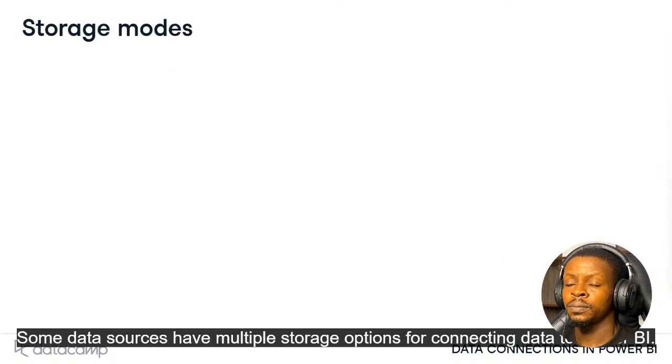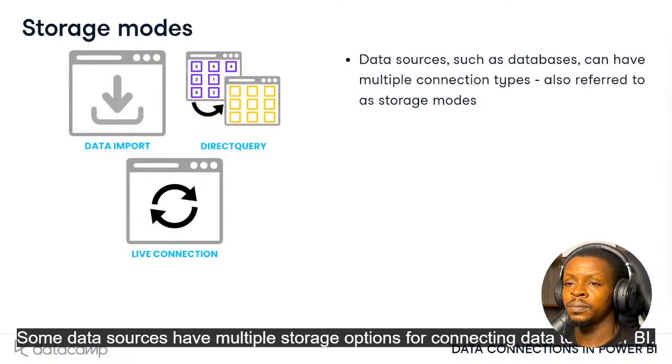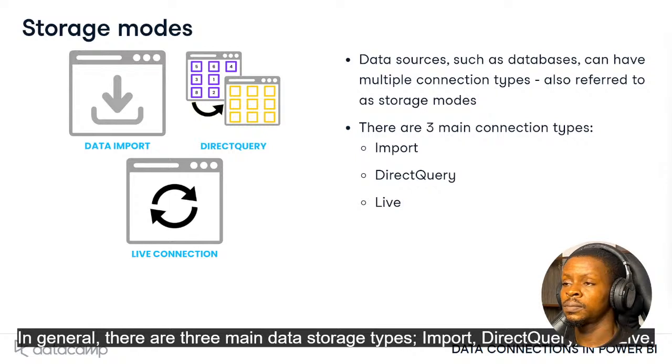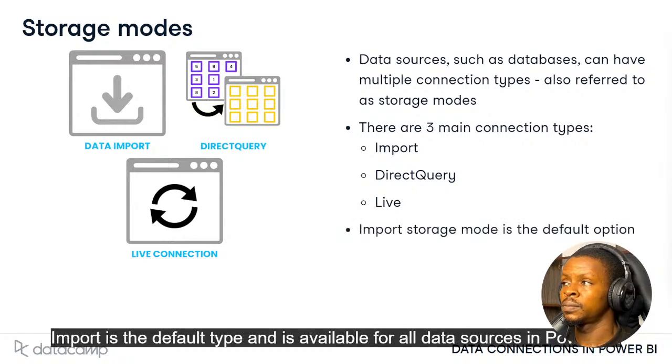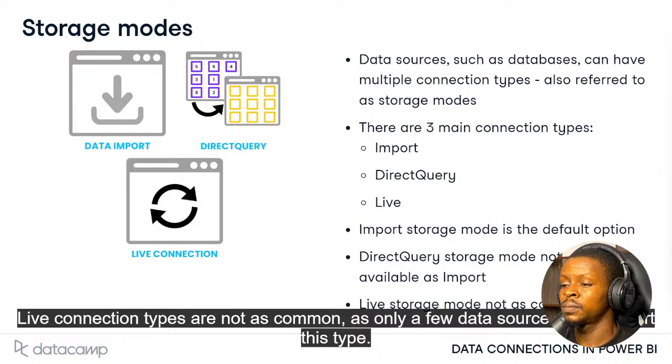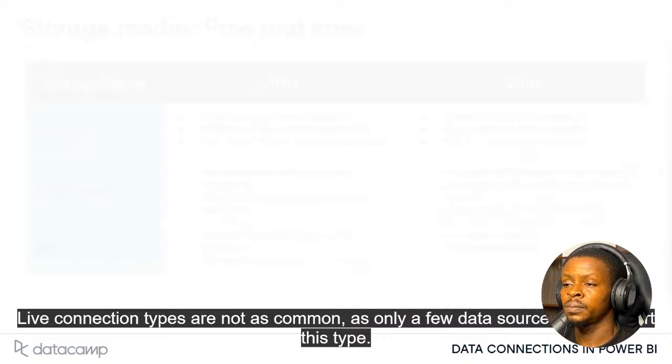Some data sources have multiple storage options for connecting data to Power BI. This is also true for databases, with some having more than one option for connecting to data sources. In general, there are 3 main data storage types: import, direct query, and live. Import is the default type and is available for all data sources in Power BI. Direct query is not available for all data sources that can connect to Power BI. Live connection types are not as common, as only a few data sources can support this type.